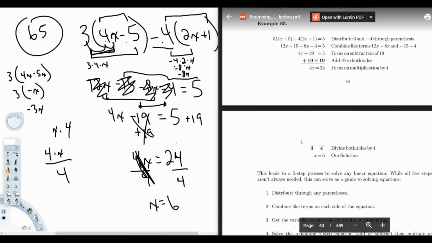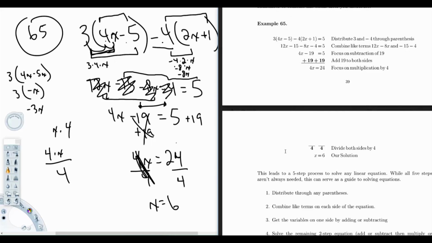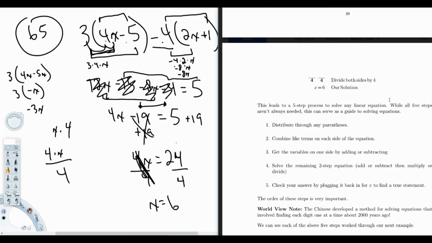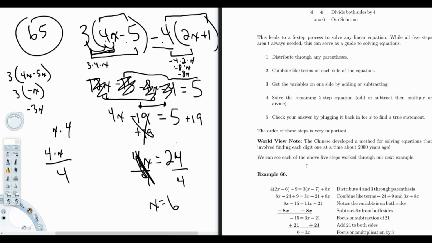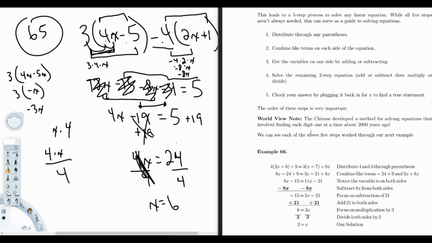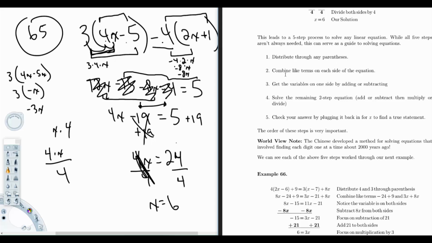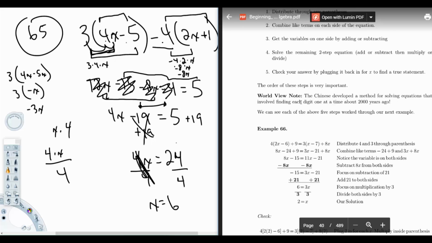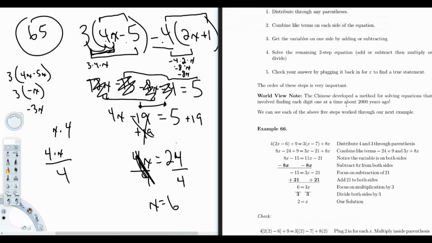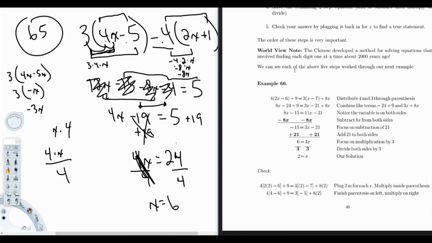Moving along. This leads to a 5-step process to solve any linear equation. While all 5 steps aren't needed, they can serve as a guide. What they're saying basically is to distribute first and to do everything the same as you've been doing before. The order of these steps is very important. World view note: the Chinese developed a method for solving equations that involve finding each digit one at a time about 2,000 years ago. We can see each of the above 5 steps worked out in our next example.